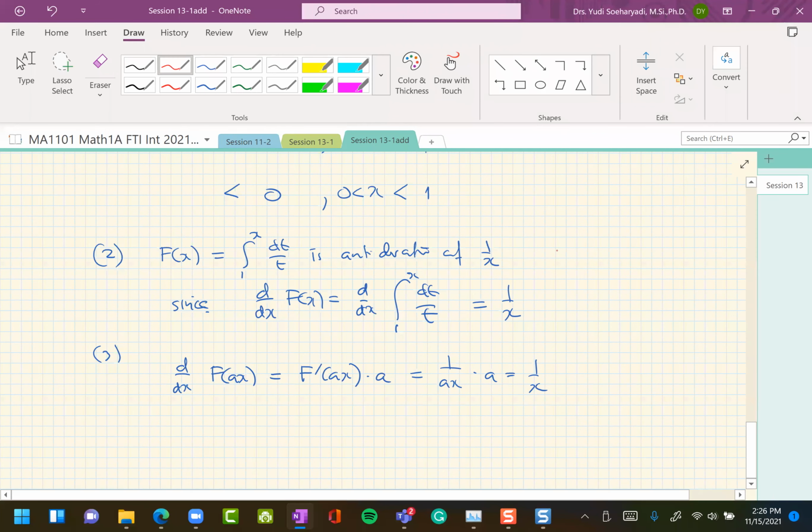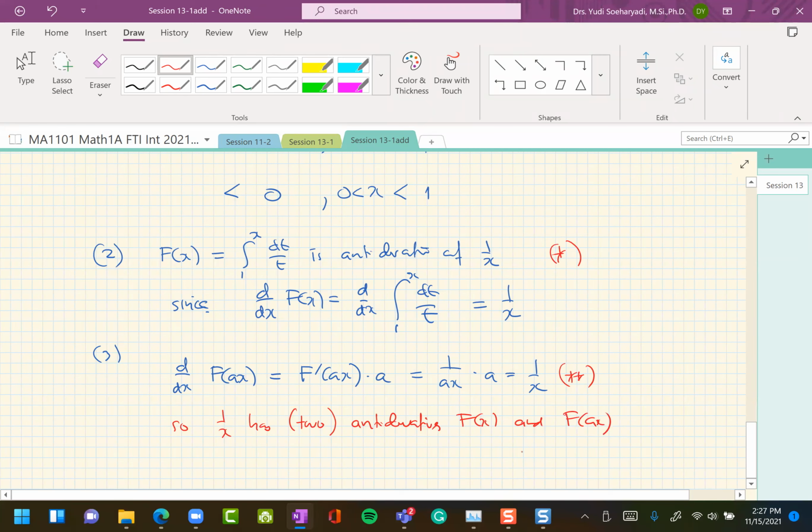Okay, so let's see here. So the first one, if you take the derivative of this, the antiderivative, you get 1 over x. If you take the derivative of f of ax, you also end up with 1 over x. So here 1 over x has two antiderivatives, of course more than two actually: f of x and f of ax.